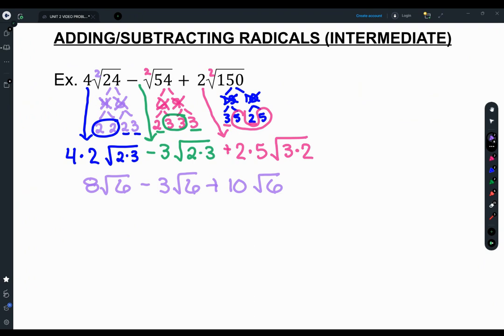And the nice thing now, hopefully you notice, is that all of these have a root 6. And so because all of them have a root 6, we're just going to combine the numbers in the front. So we have 8 subtract 3, which is 5, and then 5 plus 10, which is 15. So we have 15 root 6, and that would be our answer.